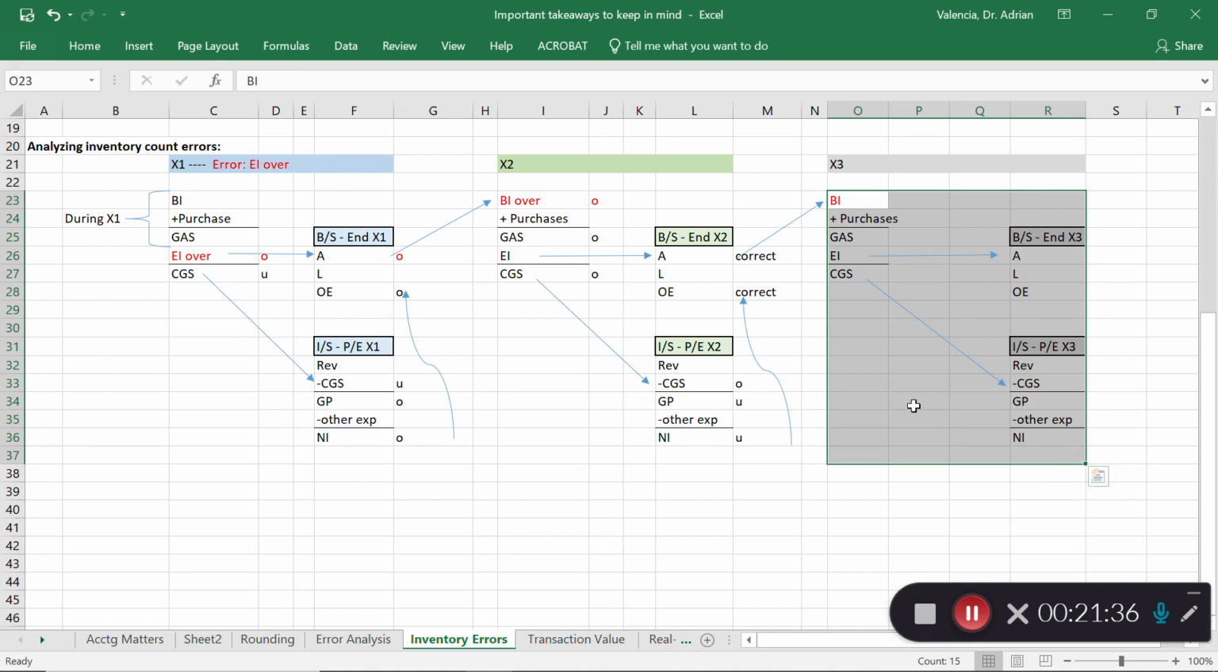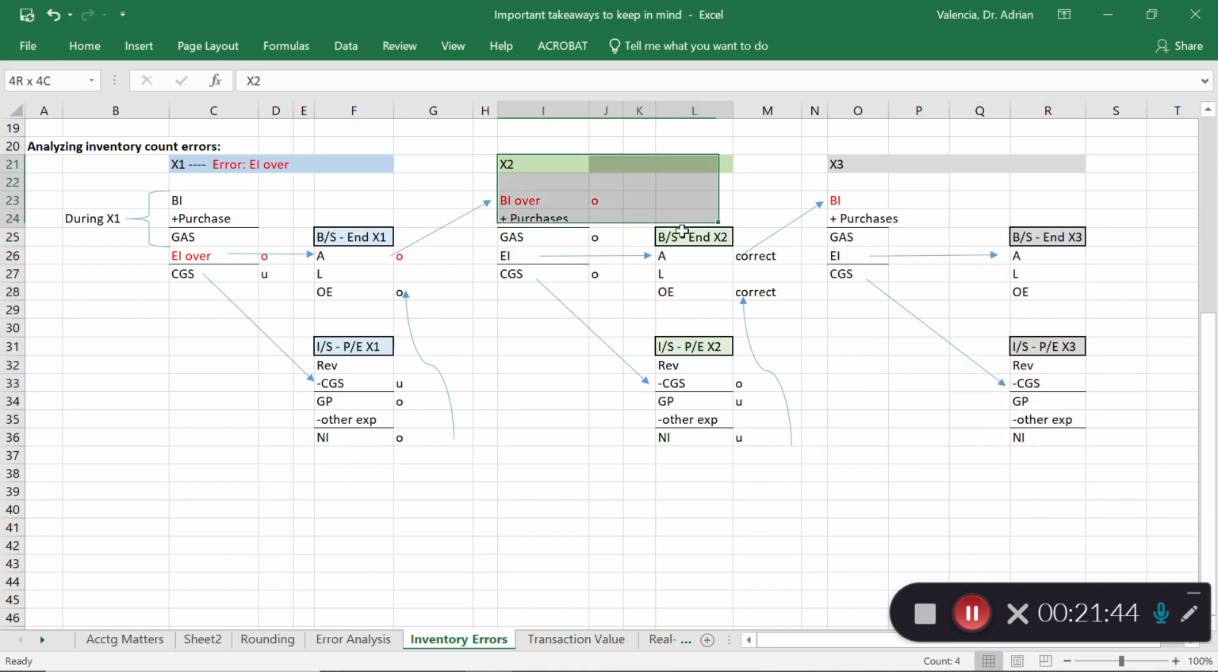And the reason I wanted to do the 3-year comparison is just so you see that in X3, there's no lingering effects. In X2, you still have lingering effects from the income statement, but the balances that you'll see on the balance sheet are now correct because of the overcorrection, if you want to think of it, or the reversal is the more appropriate way of saying it.